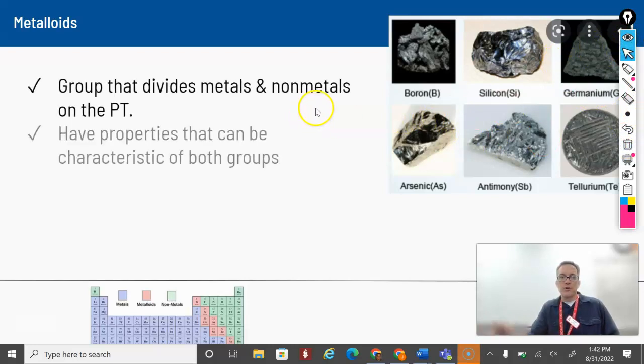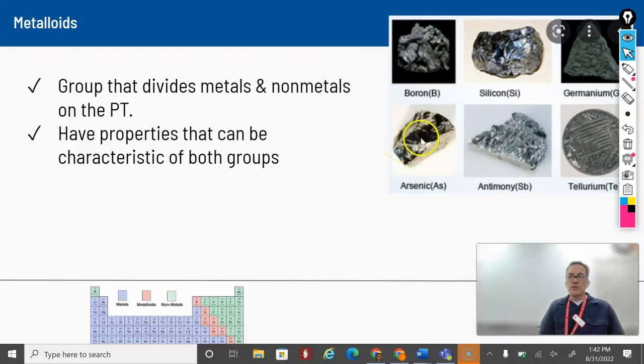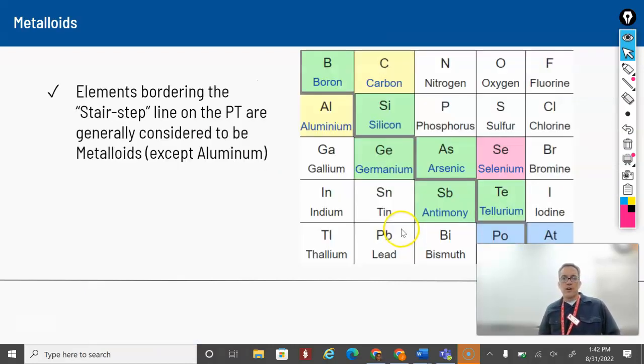If you look at the picture, if you see them, they're shiny, right? Most of these things, if you looked at them, you might think they're metals, but they don't conduct electricity very well. Some of them are a little bit brittle, even though they look like metals. You couldn't hammer these into sheets. And so they're kind of the dividing line, the fence, if you will, between the metals and the nonmetals.